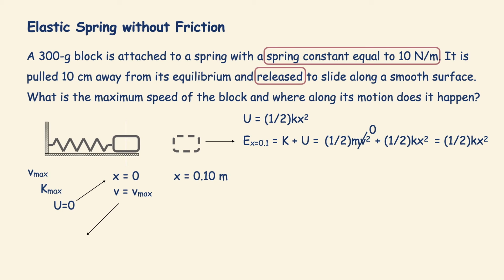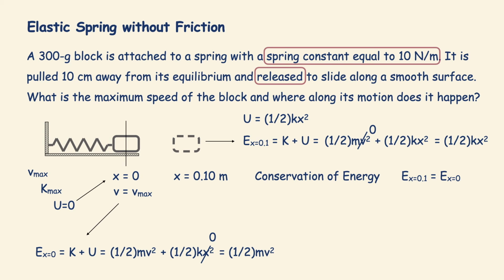Now let's see what happens at the location where the block passes its equilibrium. The total mechanical energy at x equals 0, being kinetic plus potential, is 1/2 mv squared plus 1/2 kx squared for that location. For that location, of course, x is 0, so the total mechanical energy at that location will be equal to whatever we have in the form of kinetic energy, 1/2 mv squared.